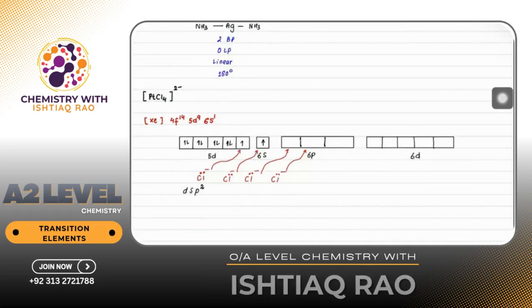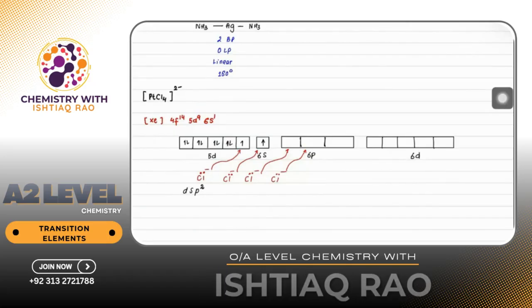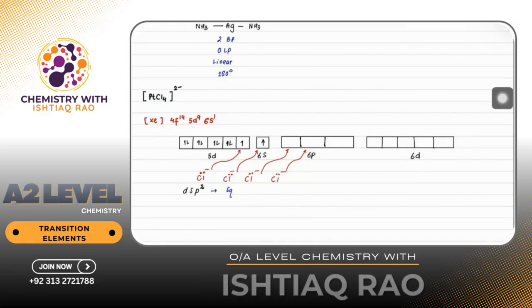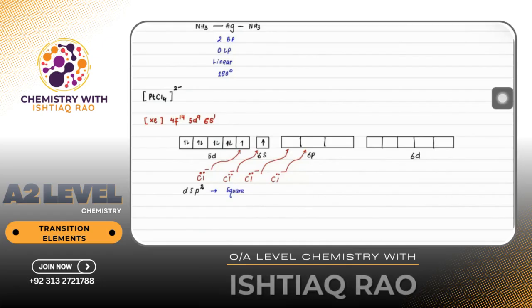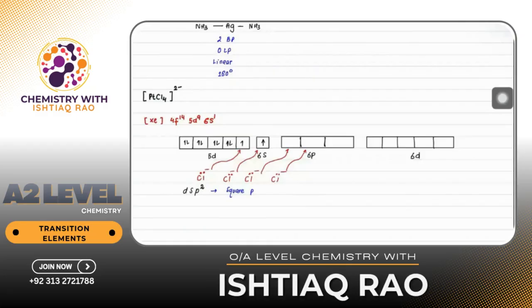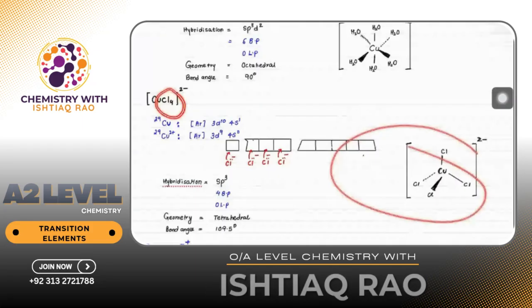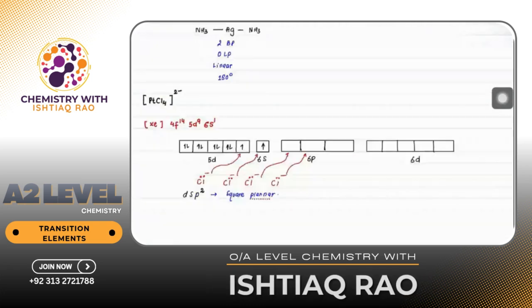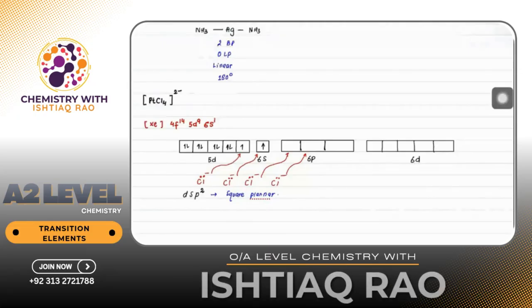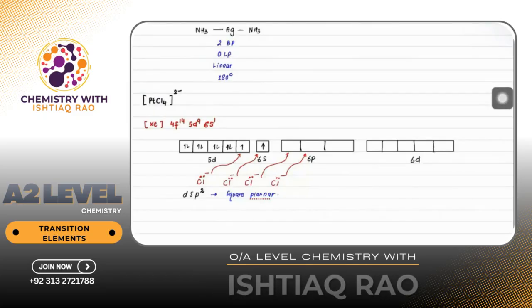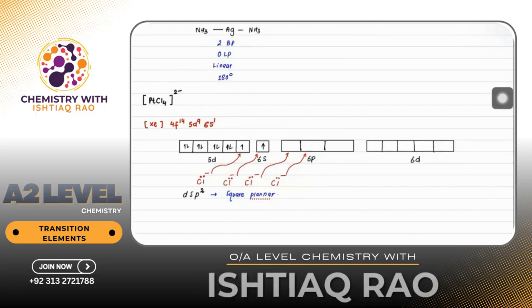When the hybridization is dsp2, remember it's not tetrahedral, it's square planar. The coordination number is 4 here, and for the earlier one also the coordination number is 4. It's quite interesting, remember. When the coordination number is 4, there are two possibilities: it may be tetrahedral, it may be square planar. I'm again saying it's a contradictory topic.